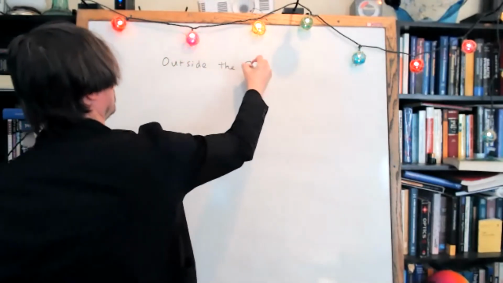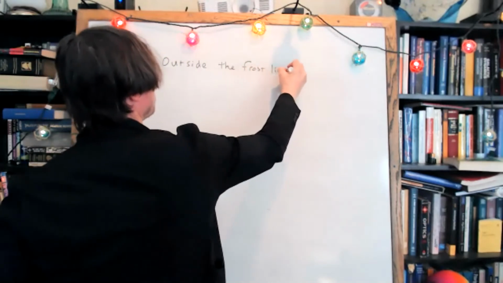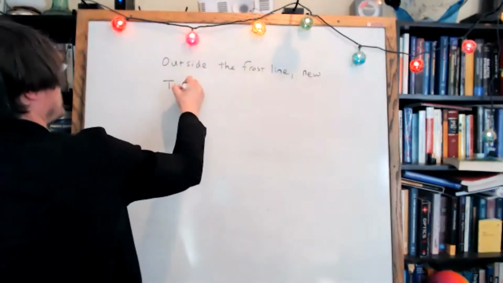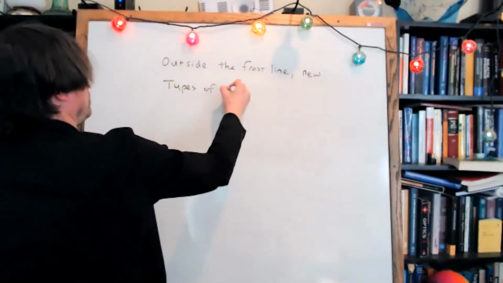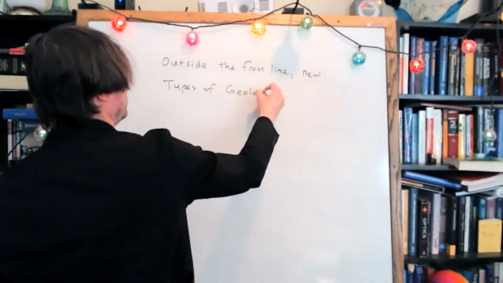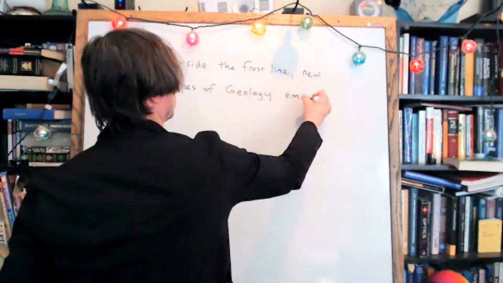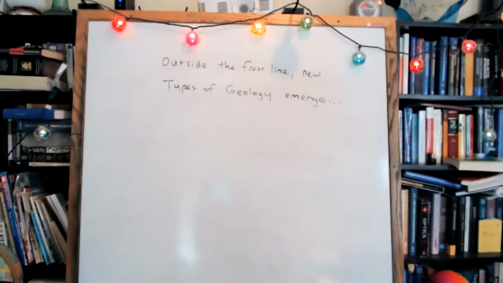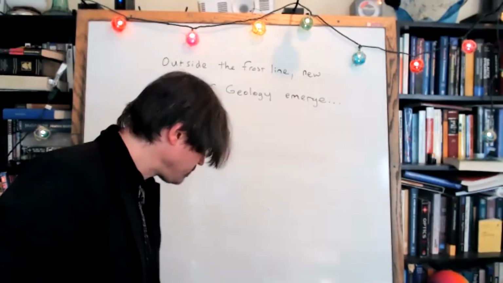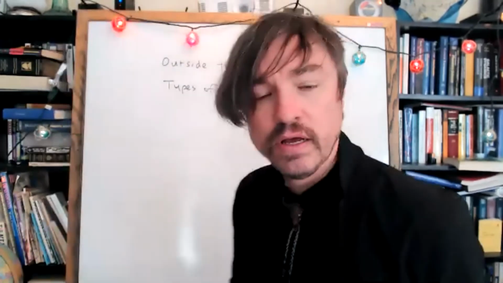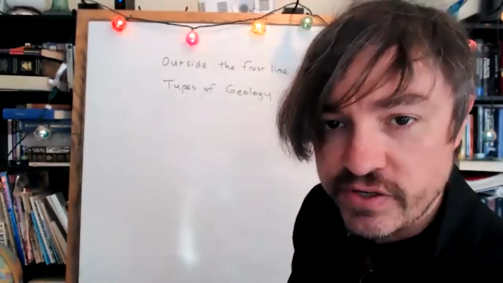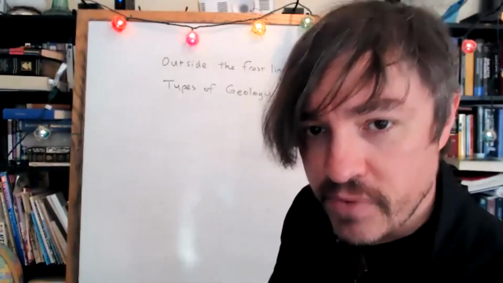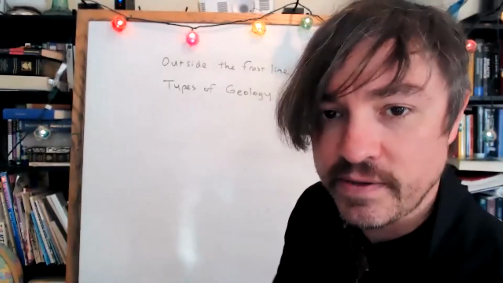Outside the frost line, new types of geology emerge. For instance, you guys know that the dominant form of geology on the moon and the dominant form of geology on Mercury are what?